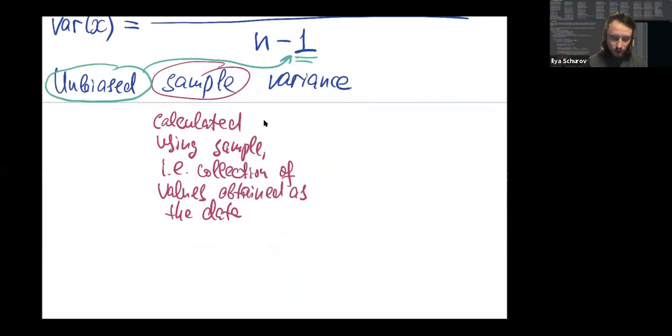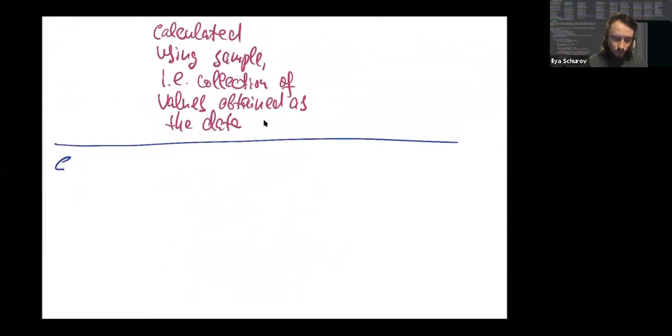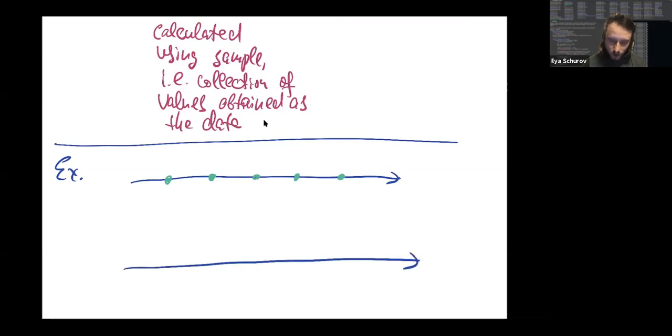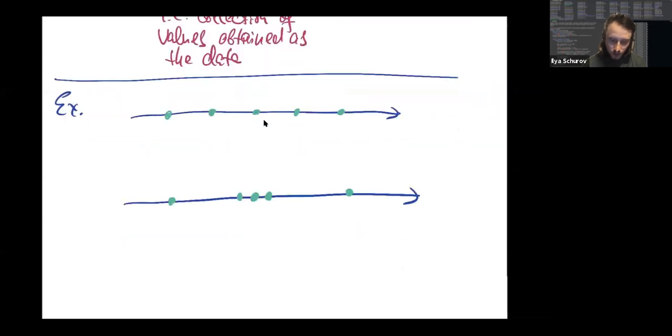For example, let me ask you a question. Assume that I have three data sets. Points in one data set are like this, points in another data set are like this, and points in the third data set are like this. Let me denote this as data set X, this as data set Y, and this as data set Z.